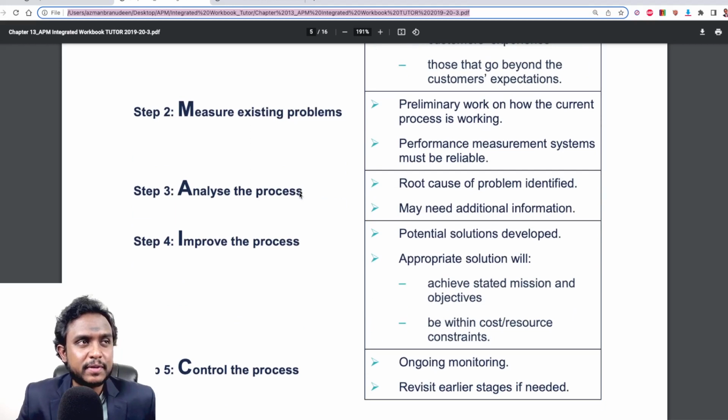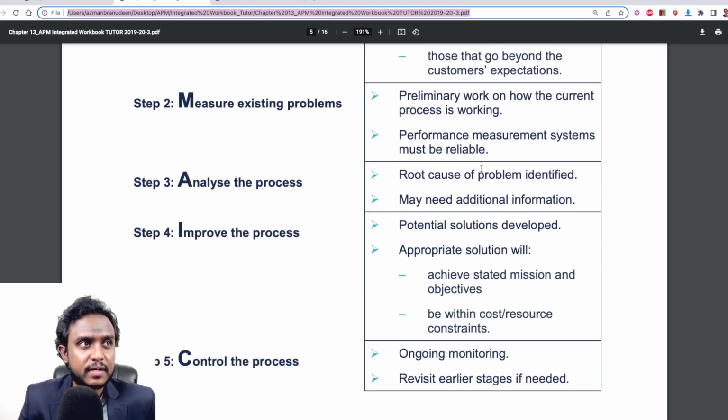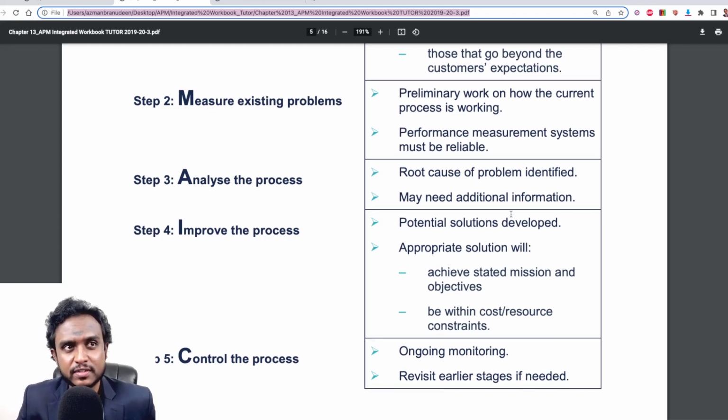Then step number two, measure. So define, then measure the existing problems. Preliminary work on how the current process is working, and performance measurement systems are checked for whether they are reliable. Step three is analyze the process. Once you measure the existing problems, you analyze the current process, because in step two you identify the current process and then you analyze it. In step three, you identify the root cause. You may look for additional information you need.